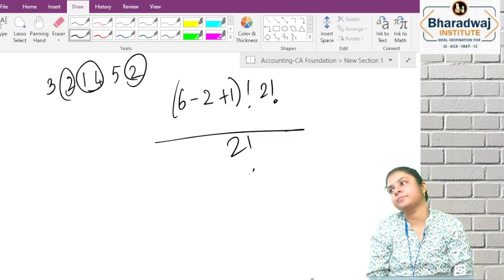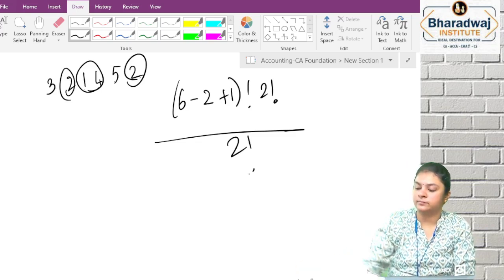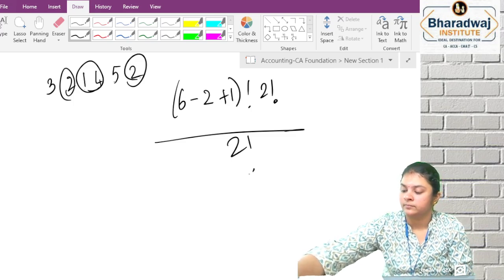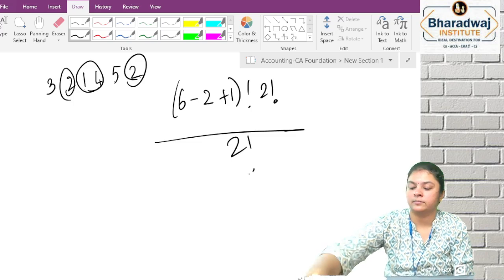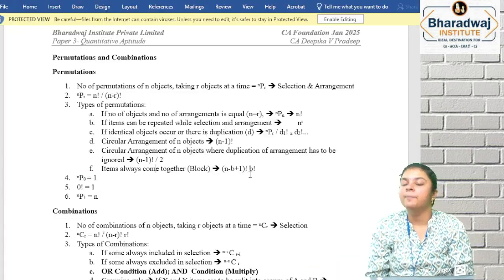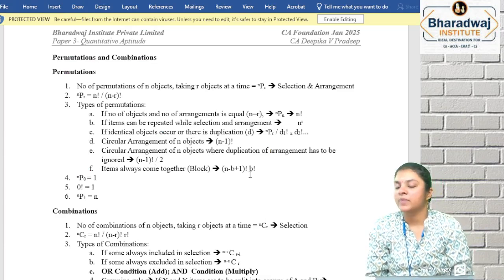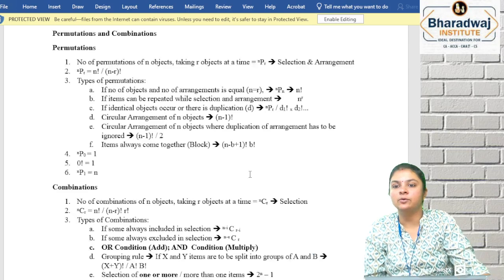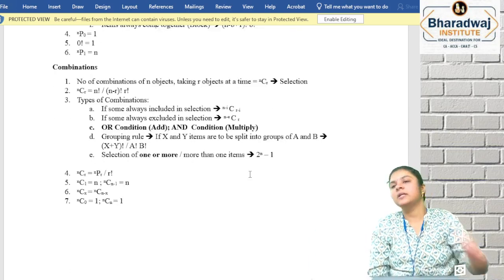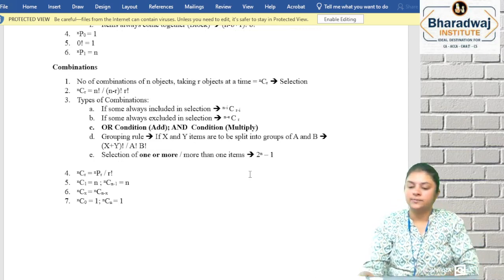Got it? So these are the rules for permutations. Clear? Now shall we go to the combinations basic rules? So clear with permutation rules? Yes. Now let's get to the rules of combinations.